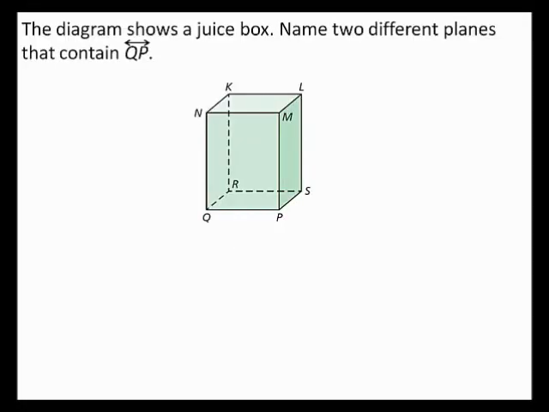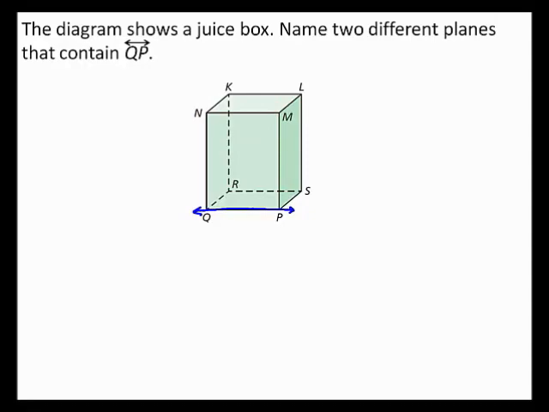The diagram shows a juice box. Name two different planes that contain line QP. To name a plane, you can use 3 points in the plane that are not all on the same line. To find two different planes that contain line QP, first locate line QP on the diagram. Now, each plane that contains line QP will contain 2 points that lie on line QP and 1 point that is not on line QP.